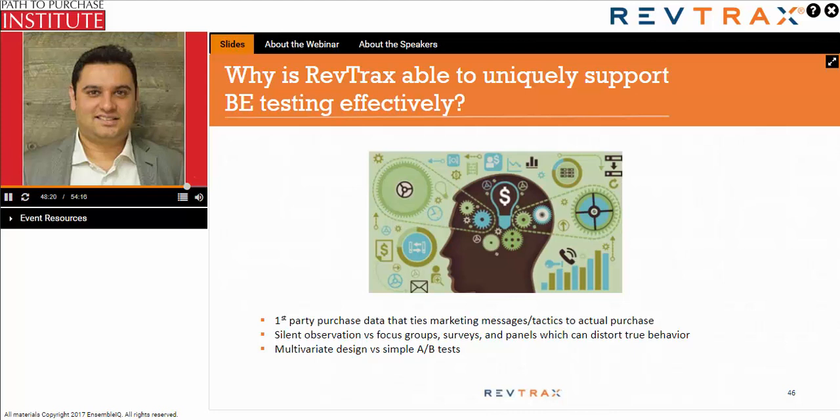First-party purchase data to tie granular insights to actual purchase versus making broader inferences with non-purchase data, and the ability to observe behaviors silently to most accurately understand shopper psychology. So that's kind of at a high level why RevTrax is able to uniquely support BE testing effectively.